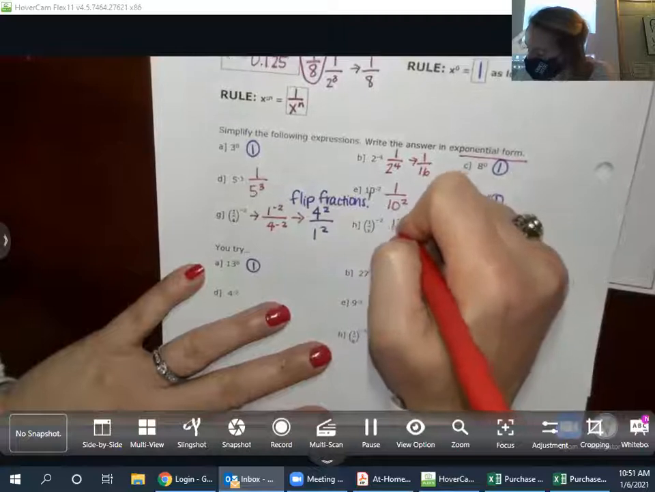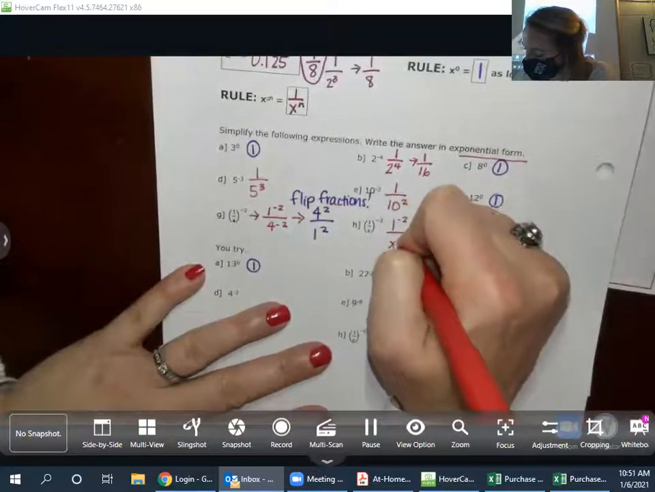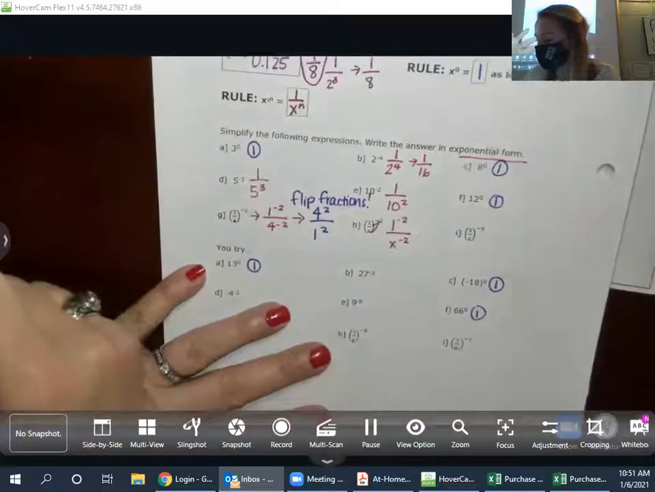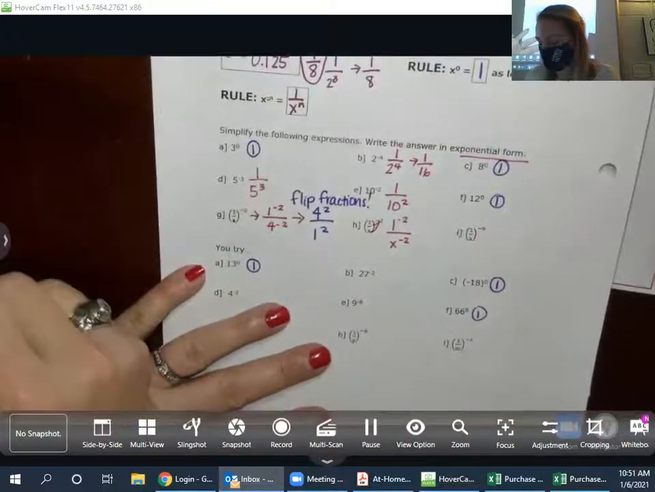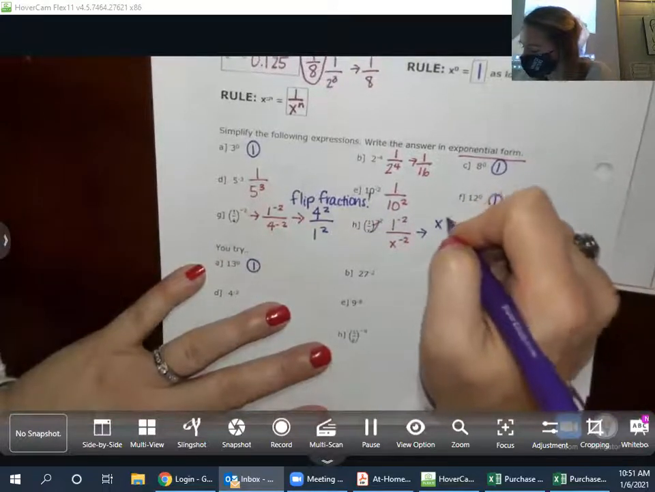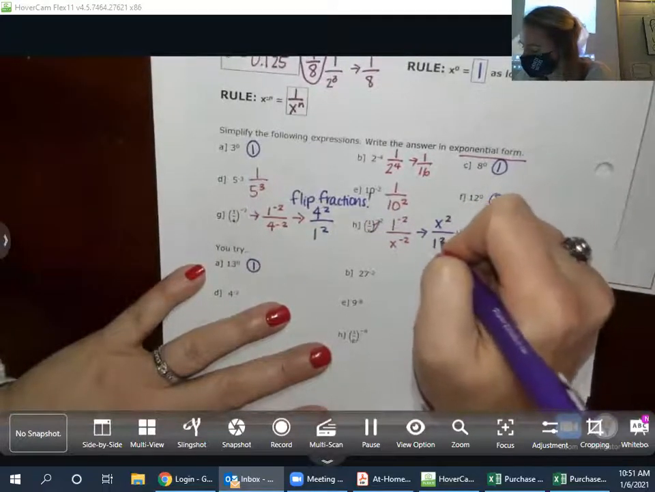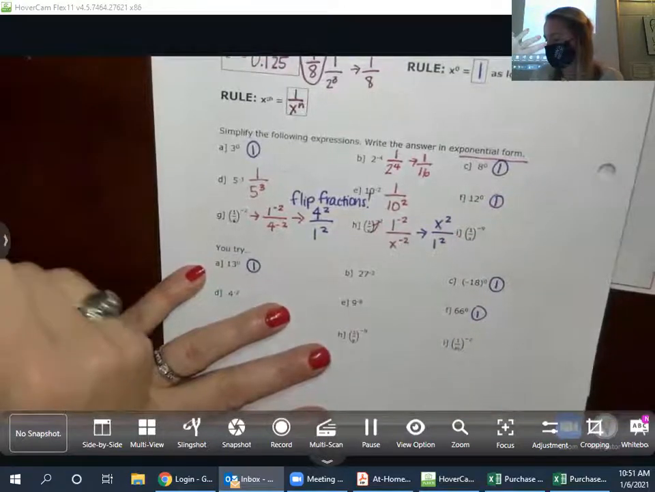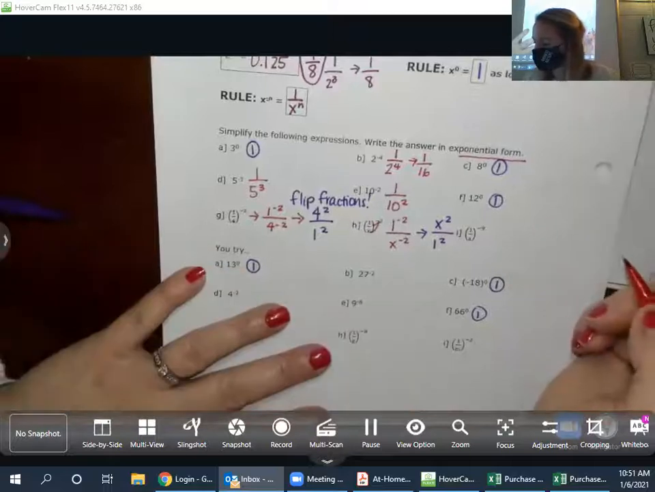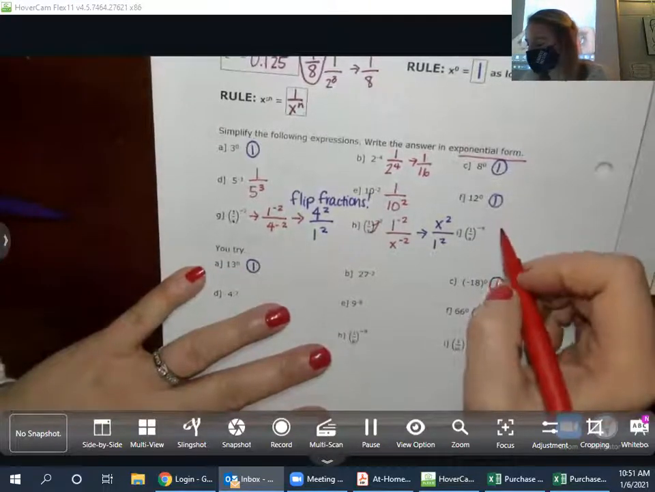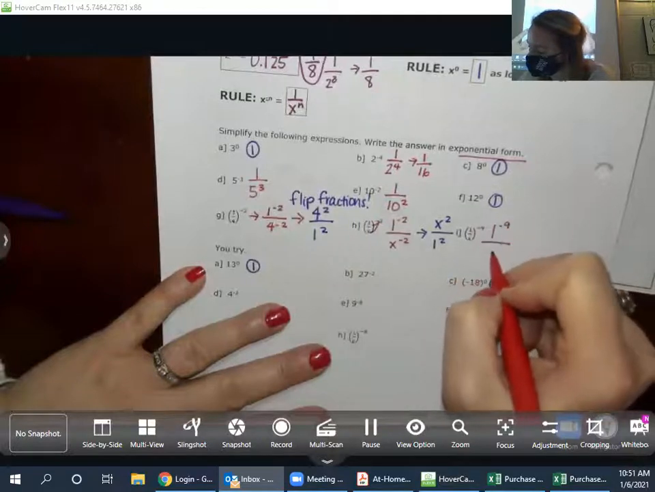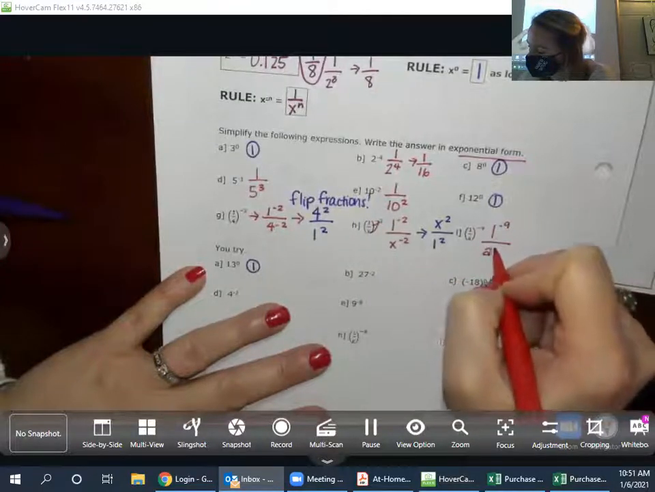You have a 1 to the negative 2 and an x to the negative 2, because that negative 2 is the exponent for both the numerator and the denominator. And then we flip it. We end up with x squared over 1 squared. And the last one is 1 to the negative 9 over a to the negative 9.